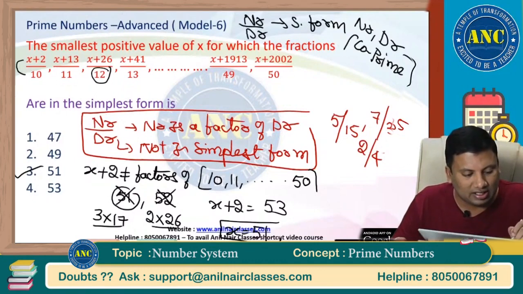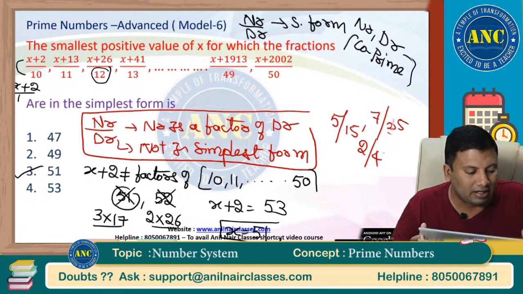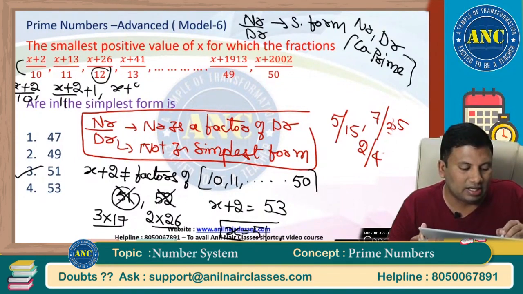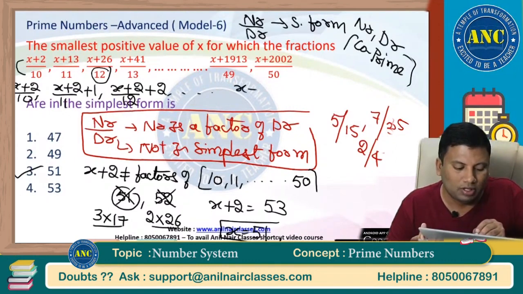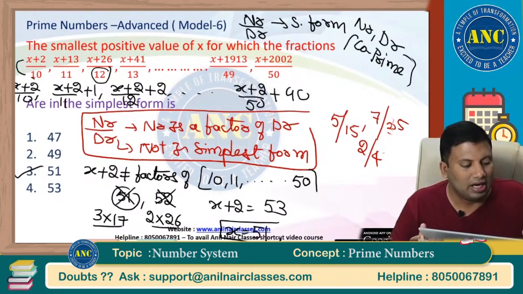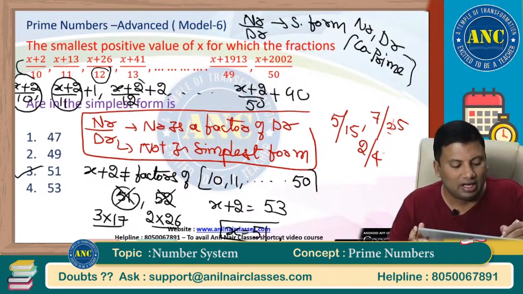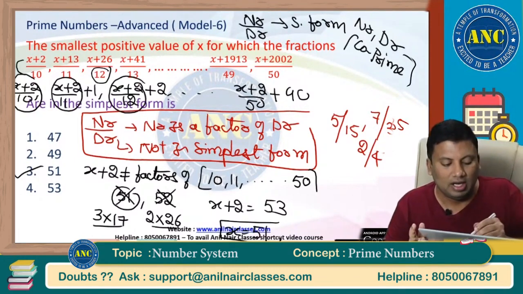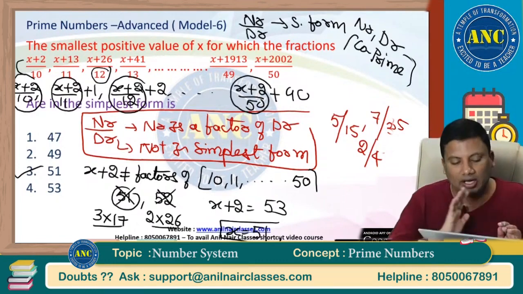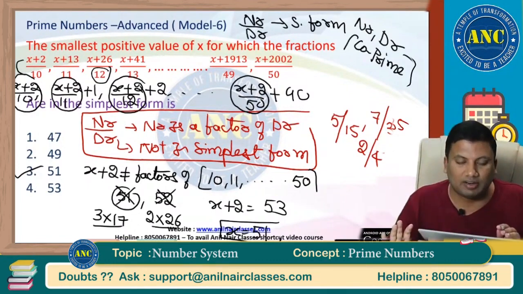If x plus 2 is taking, this can be written as x plus 2 by 10. For 11, this can be written as x plus 2 by 11 plus 1. This can be written as x plus 2 by 12 plus 2. And so on up to x plus 2 by 50 plus 40. Now if you see, x plus 2 cannot be a factor of 10. X plus 2 cannot be a factor of 11. X plus 2 cannot be a factor of 12. X plus 2 cannot be a factor of 50. X plus 2 cannot take any factors of 10 to 50.